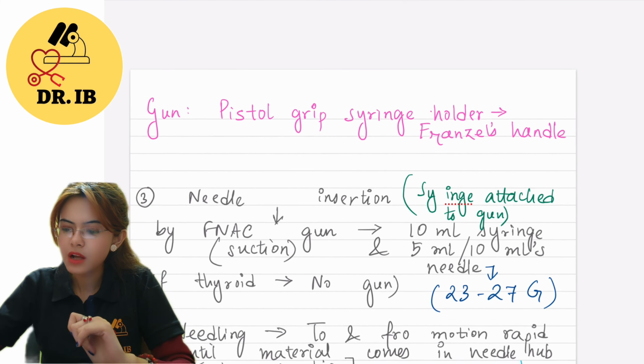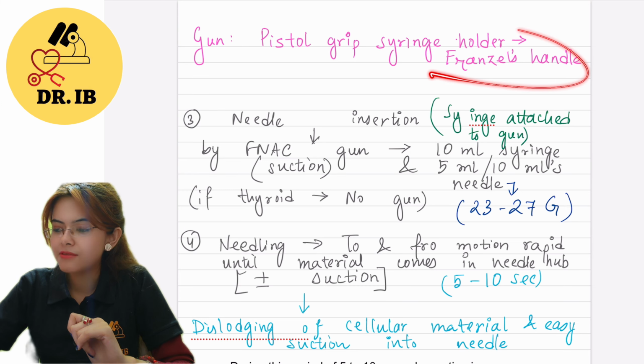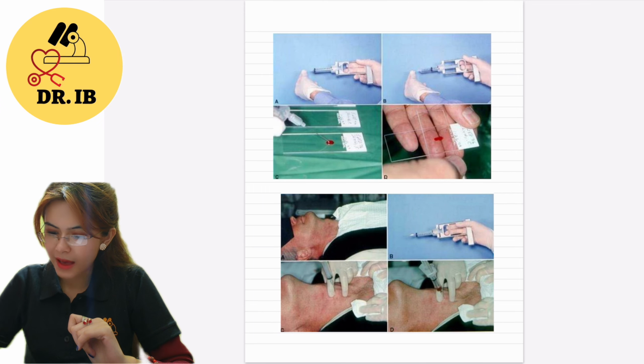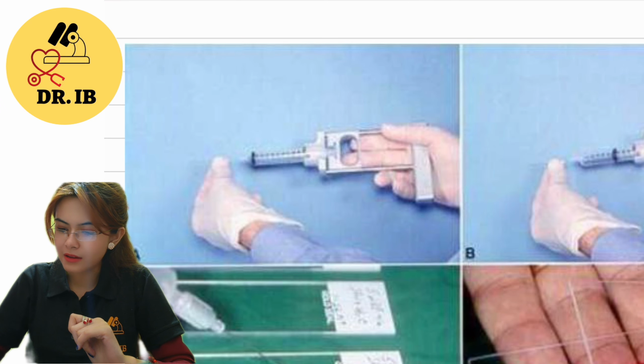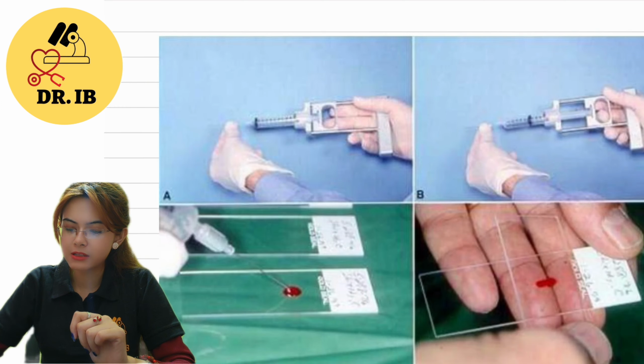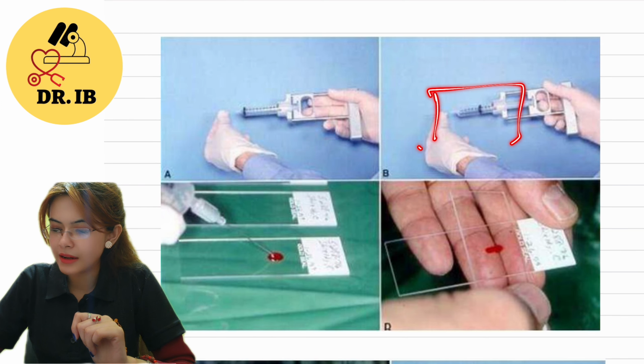Now, yes, so we have a gun, what is the name of the gun? It's the Franzel's handle, right? So I guess I have, yes, this is the gun. Okay, this is the gun. I'll show the video, but first let me explain this procedure. So you have the gun in which you put this needle like this.